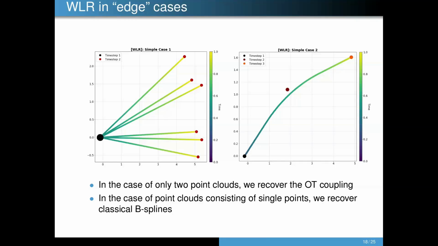Similarly, if each point cloud is just 1 point, we are back on the regular interpolation problem on Rn. This is the right plot. Then our algorithm will just recover the regular spline. So this is really an extension of what exists already, right? The one case where it's just 2 point clouds, it's optimal transport. The other case where each point cloud is just 1 point, it's a spline.